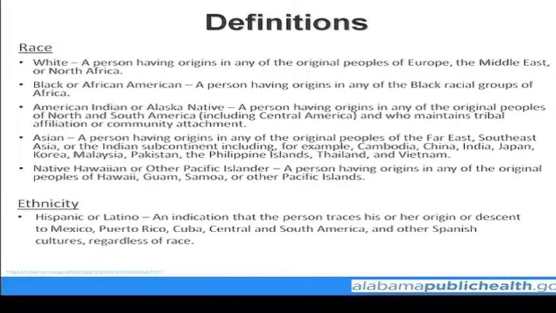Ethnicity is defined as the fact or state of belonging to a social group that has a common national or cultural tradition. And this is broken into two categories: non-Hispanic or non-Latino, and Hispanic or Latino. Hispanic or Latino is the identification that a person traces his or her origin or descent to Mexico, Puerto Rico, Cuba, Central and South America, and other Spanish cultures, regardless of their race.